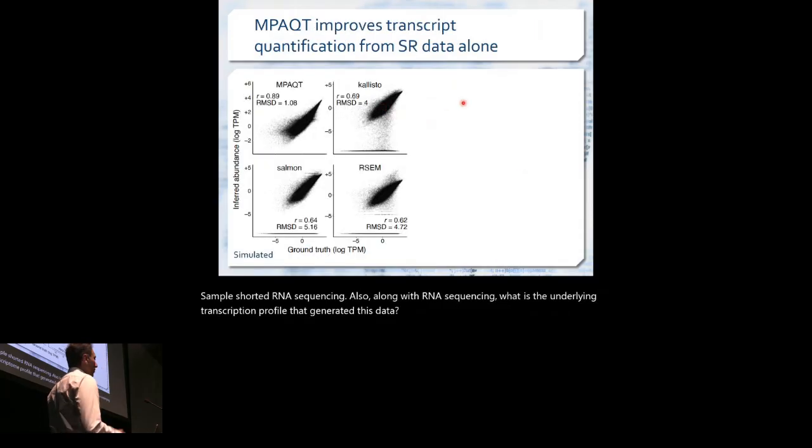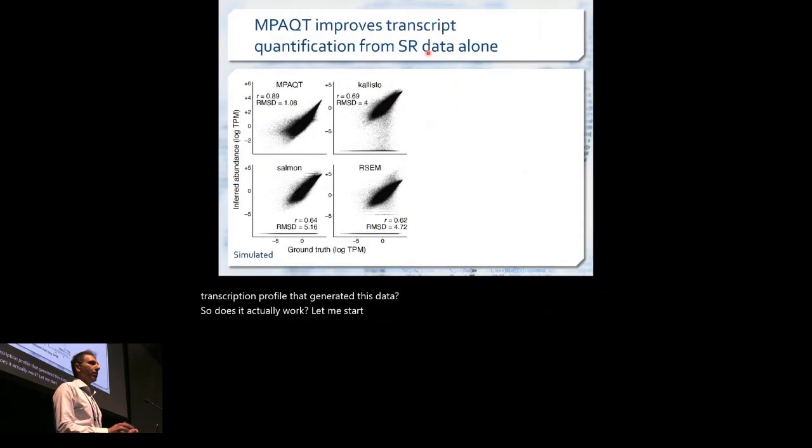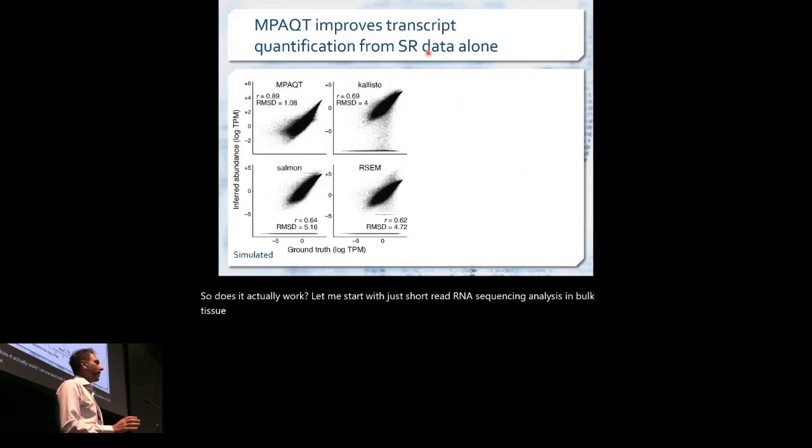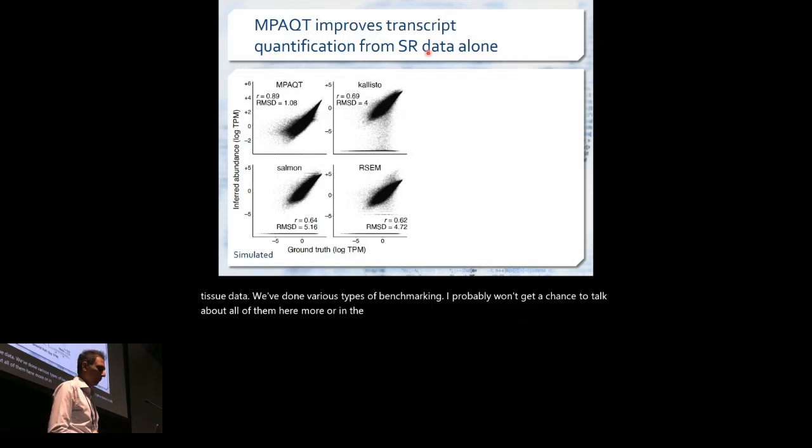So does it actually work? Let me start with just short-read RNA sequencing analysis in bulk tissue data. We've done various types of benchmarking. I probably won't get a chance to talk about all of them here. More are in the preprint. So we start with synthetic data because it's always the easiest. We know the ground truth from which we are generating synthetic data. And we show that with short-read data alone, MPACT outperforms state-of-the-art methods that are very popular for quantification of isoform abundances.